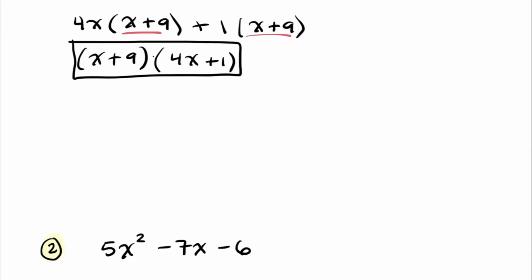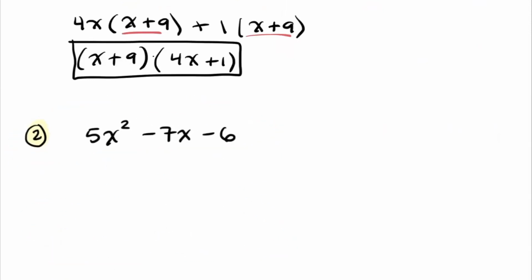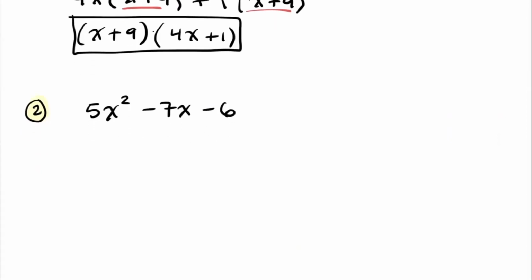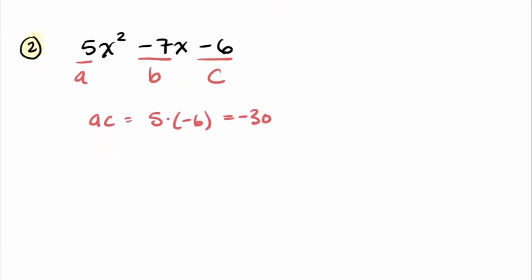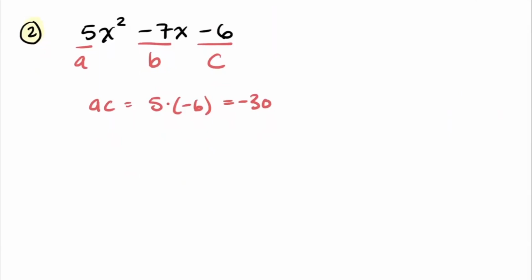So try number 2. Again, I'd encourage you to pause this video and try this on your own, but I will go through it just like number 1, right? So here A is 5, B is -7, and C is -6. So A times C is 5 times -6, or -30. And we're looking for numbers that will multiply to -30 but add up to -7.